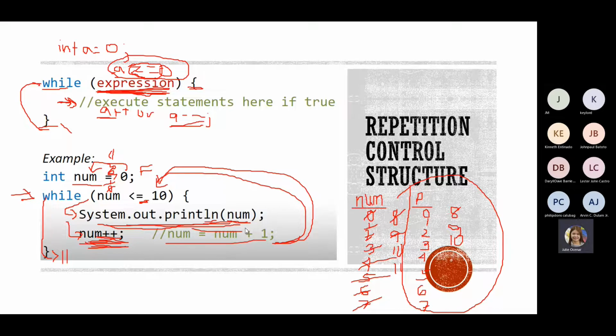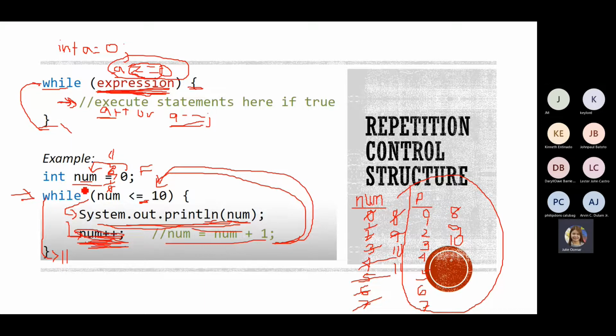Again, in the example, the variable num is a loop control variable. Okay? This one. The variable num is what we call loop control variable. This is a variable whose value determines whether the loop execution continues. Within the loop body, the statement num++ is used to update the loop control variable until the loop condition evaluates to false.